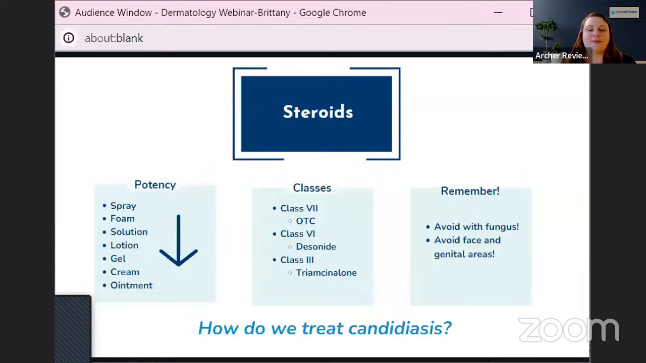Okay, so we've already talked about this a little bit, that question at the bottom, treating candidiasis or yeast. That's a fungal infection, right? So steroids we're not going to give, right? We're going to give those antifungals.